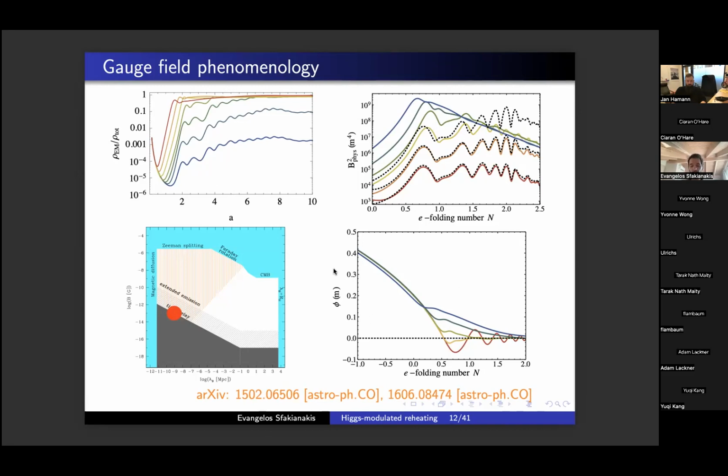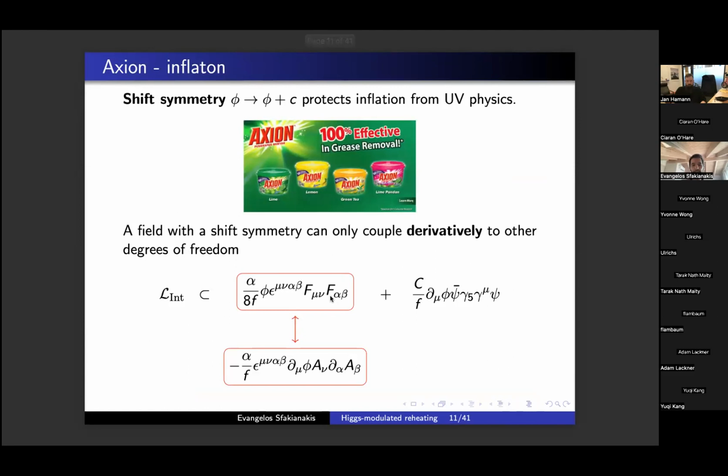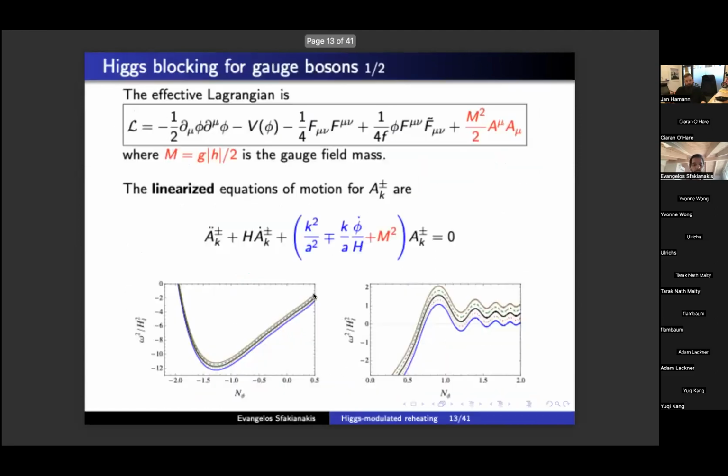But here I'm going to take a different approach. I'm going to say, what if this field, this F, is actually the standard model gauge bosons, the W and Z bosons? The moment that the Higgs acquires a VEV, electroweak symmetry is broken, so the W's and Z's are massive. So if my inflaton tries to decay to W bosons and Z bosons, it will feel that those particles have a mass.